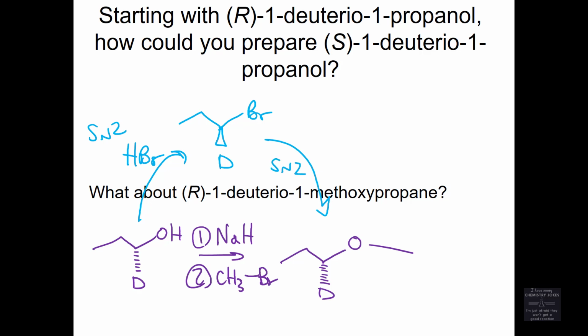So if I do another SN2, this time with methoxide, I can do SN2 on that halogen to yield this product. It's a double SN2, so it's a double inversion. It looks like retention overall because this D is dashed, this D is dashed, but it's really a double inversion that leads to something that looks like retention.